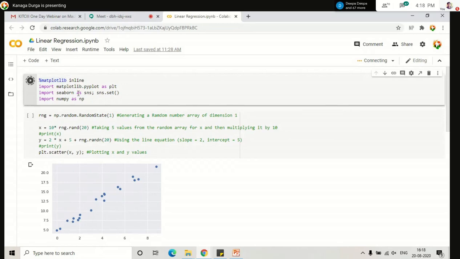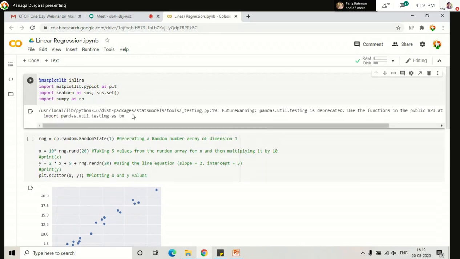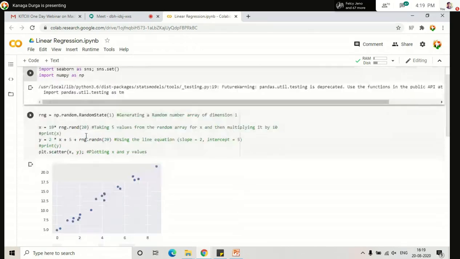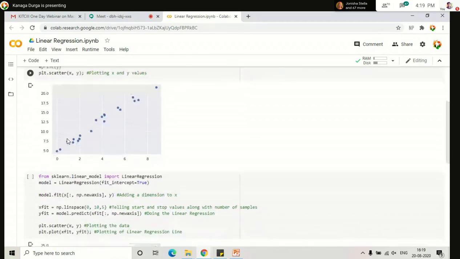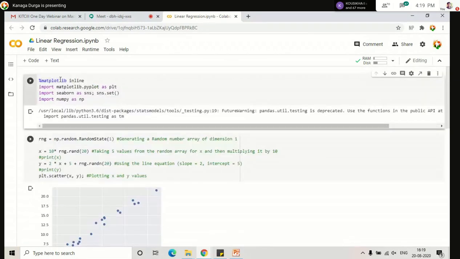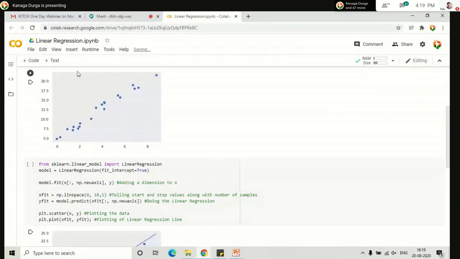Once it completes running, we will see that we have imported the required libraries. So the run has completed and the libraries are included. What we are doing here is generating data. Instead of taking data from some database, I've just generated this data. We'll ignore it for now, this is totally not required. Using this plot scatter, which is nothing but the matplotlib pyplot library, I've just plotted the generated data.